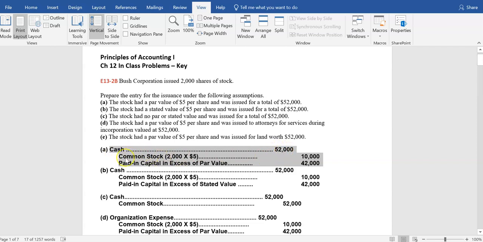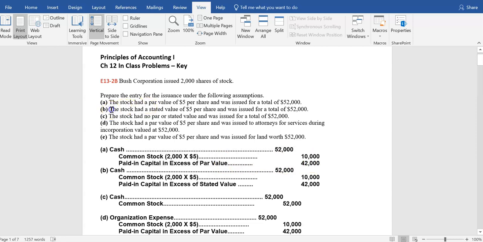And the amount recorded into the stock account will be at the stock's par value. Only the par value is recorded into the common stock account when there is a par. 2,000 shares at $5 per share. Total par value of shares issued, $10,000. Any excess owners paid in exceeding the par value of the stock will be recorded in the paid in capital in excess of par, $42,000.